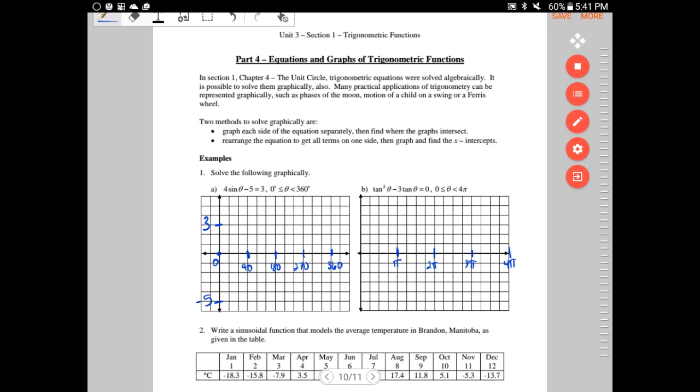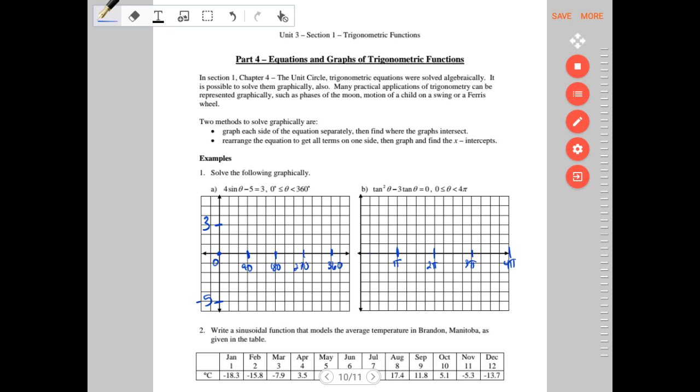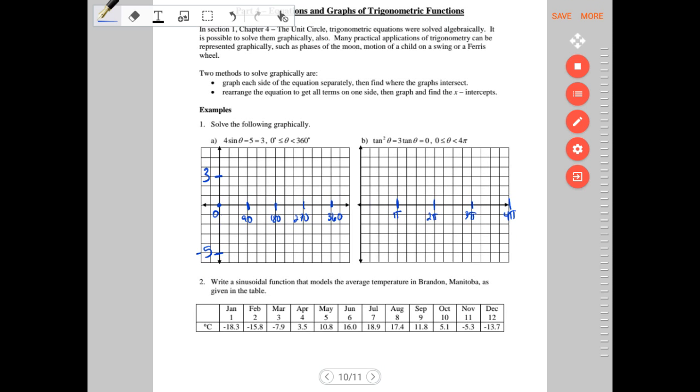Welcome to Part 4, Equations and Graphs of Trigonometric Functions. In Section 1 of Chapter 4 of the unit Circle, trigonometric equations were solved algebraically. You can also do this graphically. Practical applications of trigonometry can be represented graphically, such as phases of the moon, motion of a child on a swing, or a Ferris wheel.